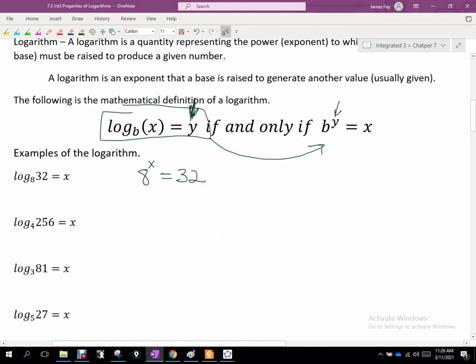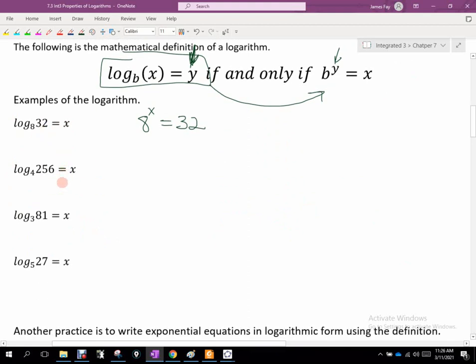So let's do another example. How can I take this? What would my base be in this one right here? 4. So I'm going to take the 4. You'll see me draw this picture a lot.